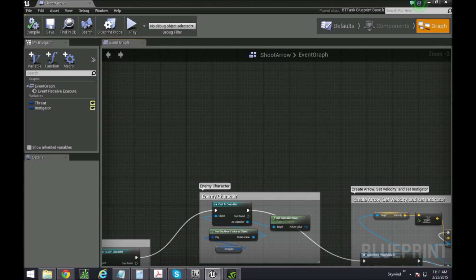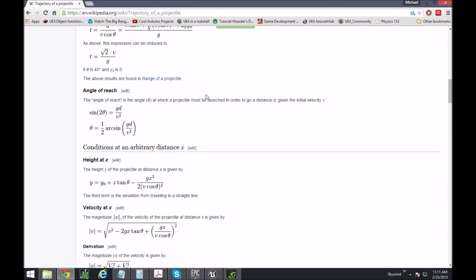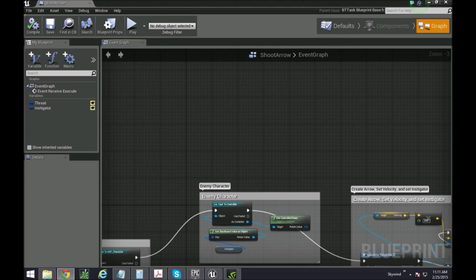Okay, let's do it up here. Now this is where things will get a little bit mathematical. I took this from the trajectory of a projectile Wikipedia page. We're going to be using this equation right here to get the angle of reach. This will calculate the angle at which we are going to shoot the arrow in the Z direction. We're going to essentially copy this into Unreal and let the computer calculate it. And this is what we do.